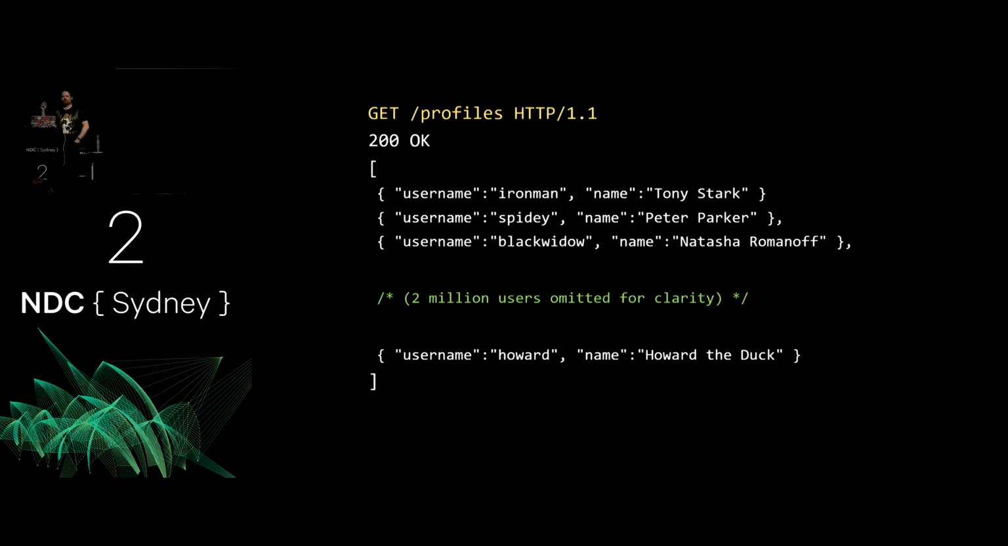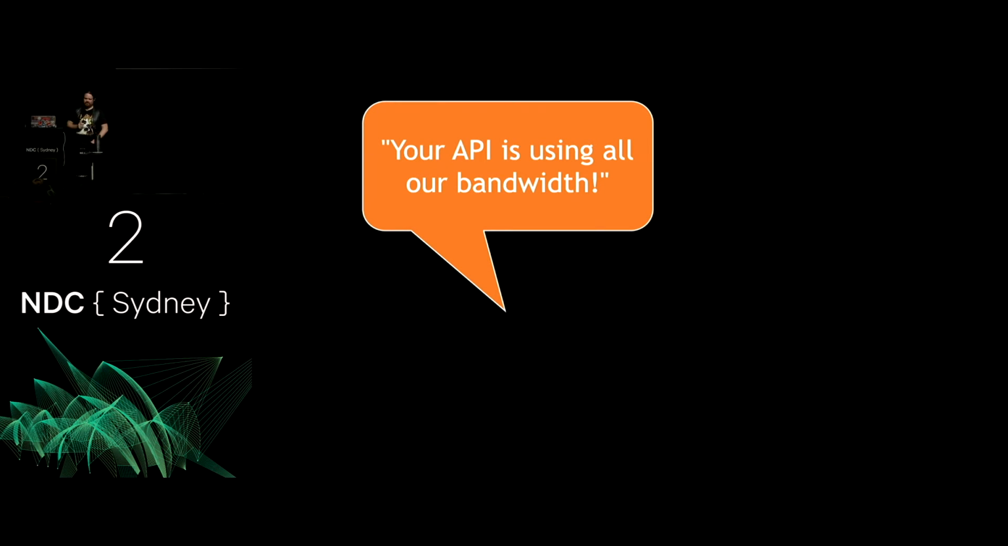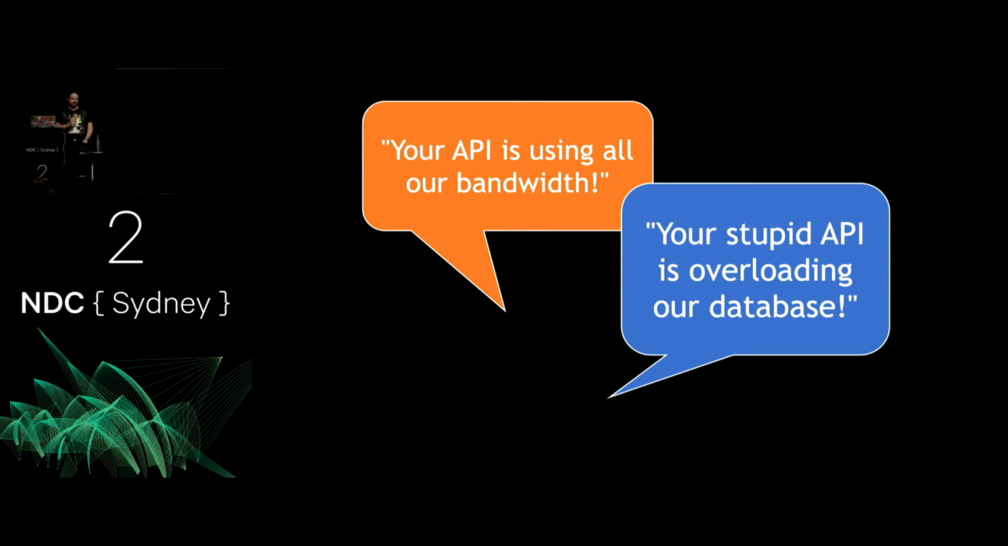We've got everyone down as far as Howard the Duck. We've got obscure superheroes no one's ever heard of from that one comic book special edition in 1962. And then the phone rings, and it's the network team, and they're like, your API is using all of our bandwidth. We were doing fine yesterday, and now the entire continent of Australia can't get online because your API is consuming all of it. And someone else says, your stupid API is overloading our database.